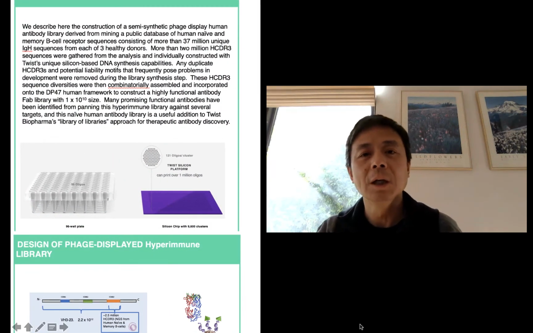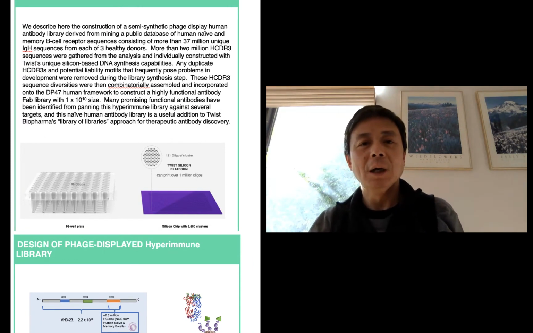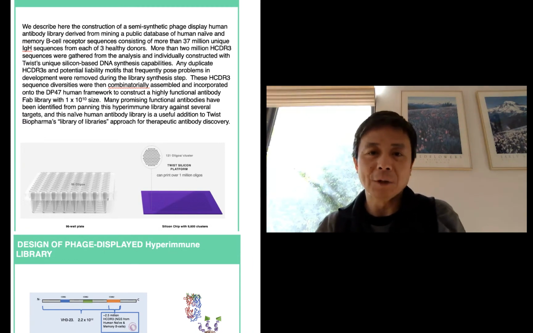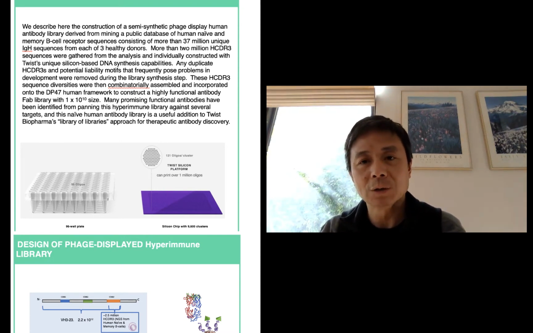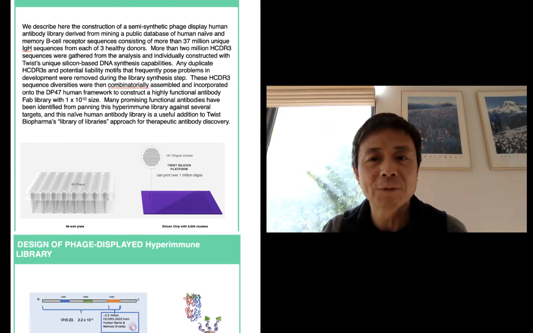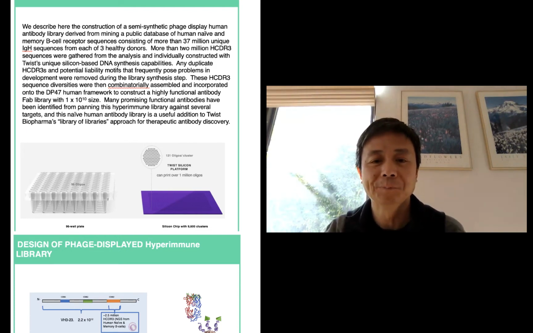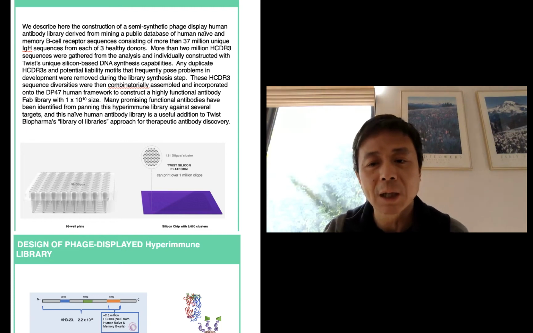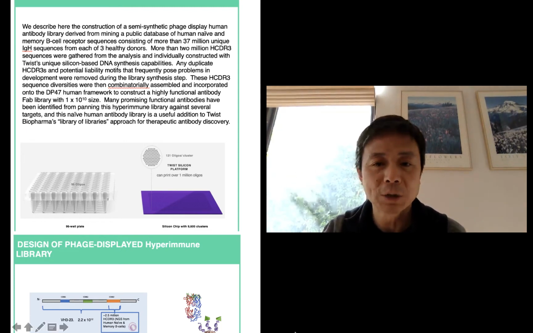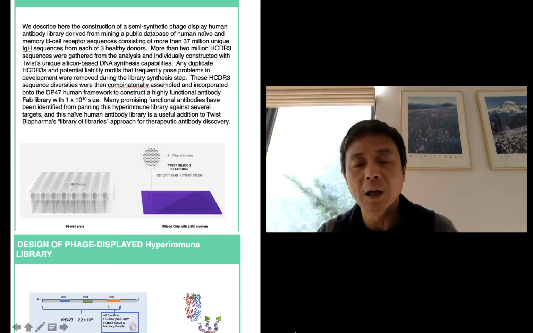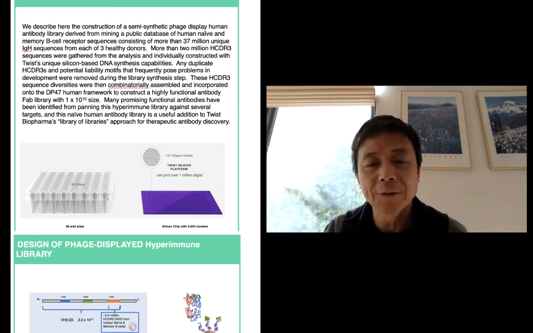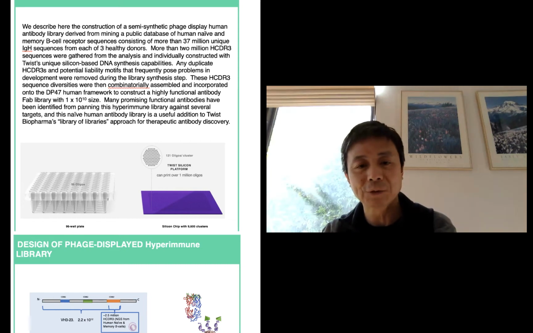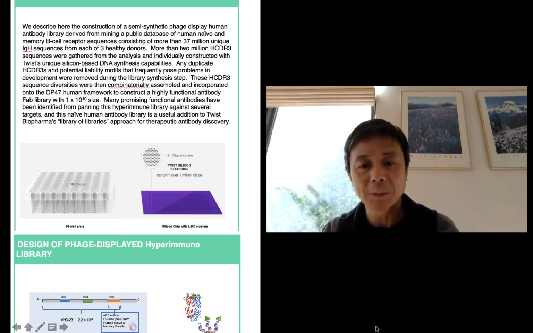As you can see, this library was made from mining antibody sequences from healthy human donors. We used more than 2.5 million human HCDR3 sequences to construct this library. Twist is a company specialized in DNA synthesis, and we use Twist DNA synthesis technology to make a high fidelity and high quality library for this specific human antibody library.